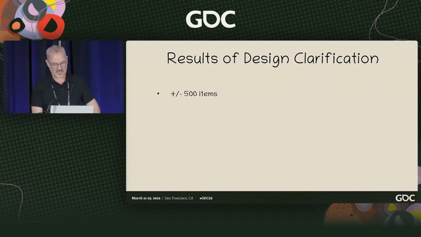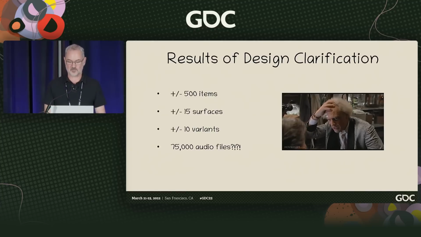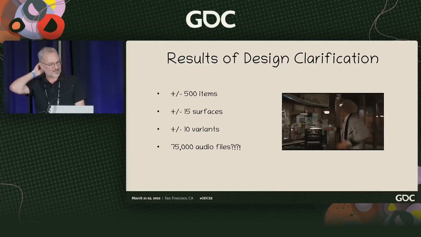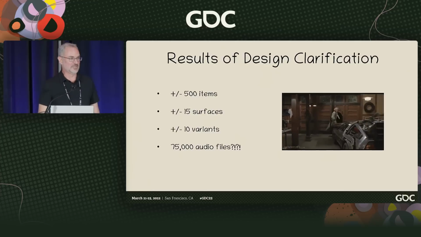There was going to be around 500 items in the game, 15 surfaces, 10 variants, and by variants I mean when I was recording stuff I was picking things up and down 10 times, so there'd be a lot of variation when you hear the same thing over and over. This adds up to 75,000 audio files, and I was like, what? How am I going to deal with this? I don't know how I'm going to deal with this, just like Doc here. And so I left the building.